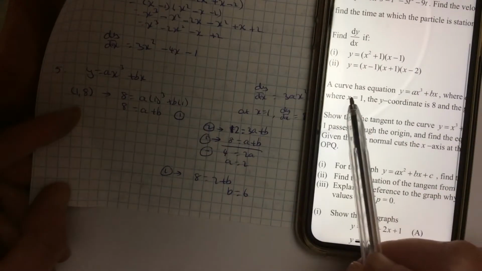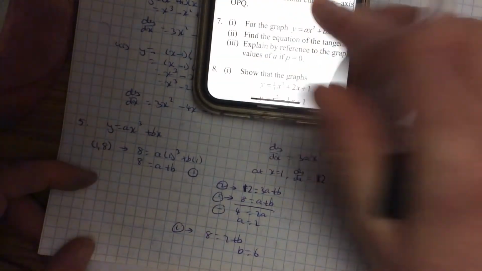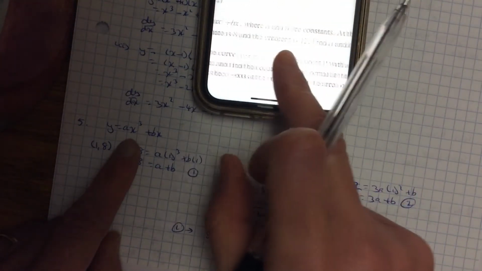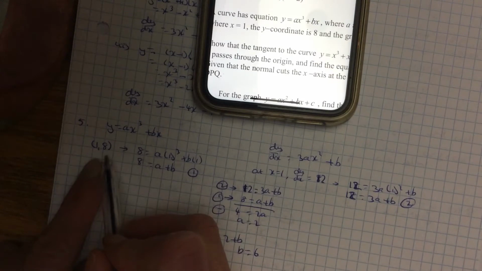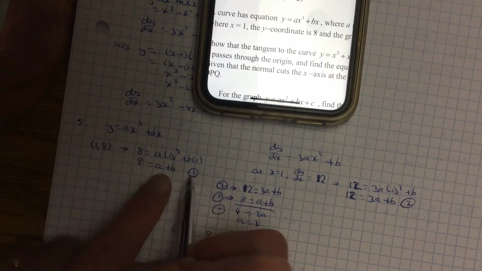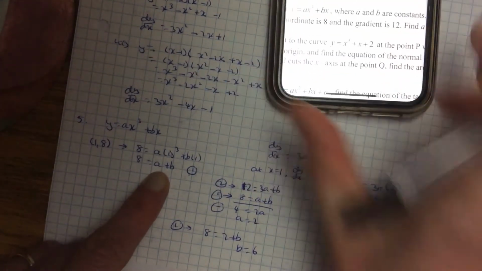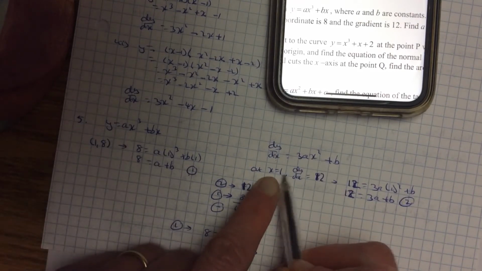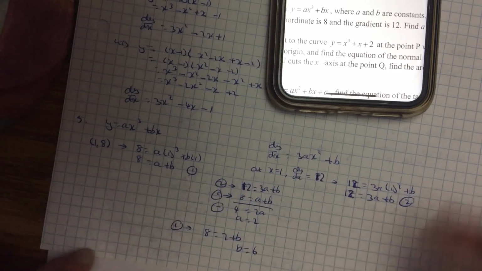Question 5. A curve has this equation, ax^3 plus bx, where a and b are constants. And at the point where x is 1, y is 8. So that's the first thing I did there. When x is 1, y is 8, just sub it in. You've got the equation. You're told the gradient is 12. So the gradient is when you differentiate, dy by dx, just your normal way. You're told when x is 1, the gradient is 12. So just subbing that in, you get two simultaneous equations, and then you're able to find a and b.